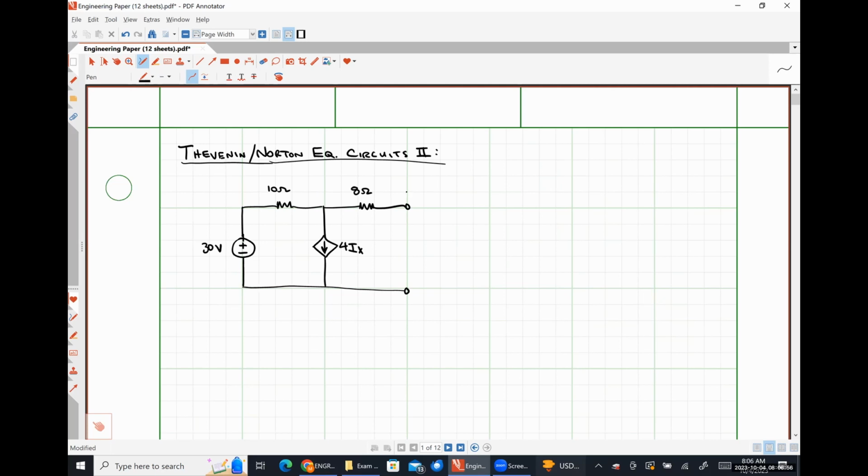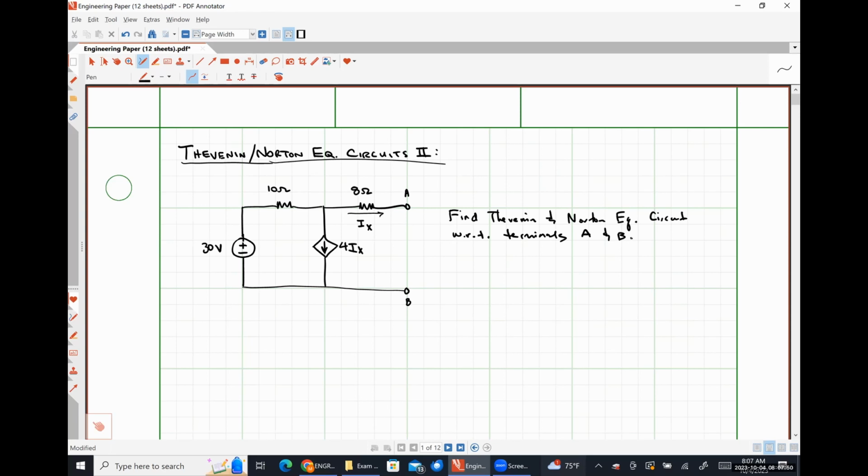This will be something fairly straightforward. Here's terminal A, here's terminal B, and let's make this current here to be the current IX that's controlling our dependent source. Okay. So if we wanted to find the Thevenin and Norton equivalent circuit with respect to terminals A and B, what would we do?